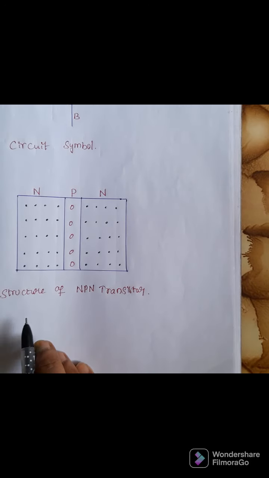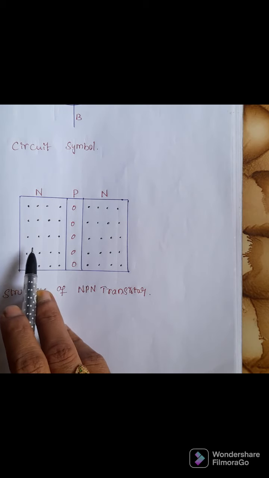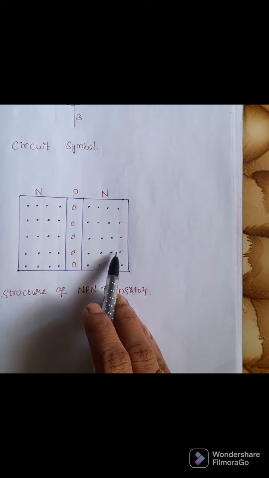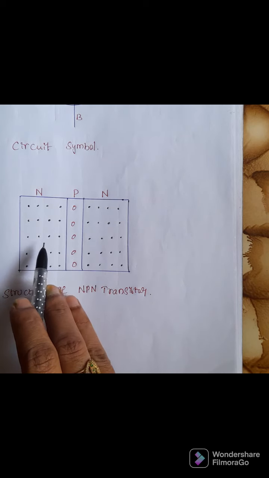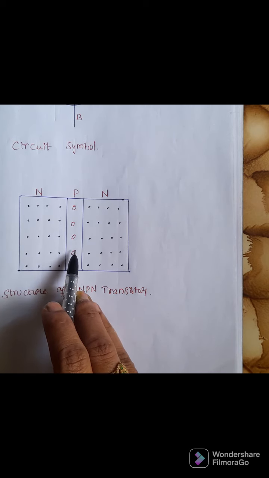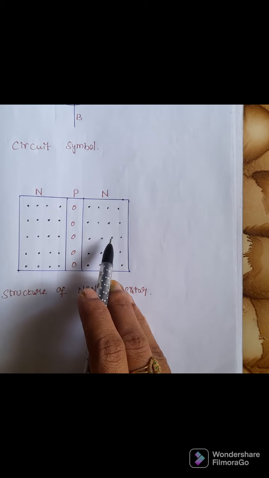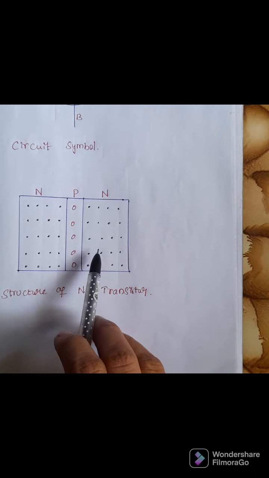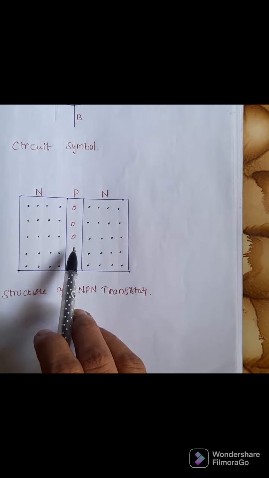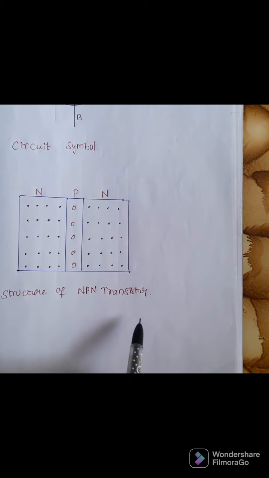Next diagram represents the structure of the NPN transistor. We know that there is one n-type semiconductor, one p-type semiconductor, again one n-type semiconductor. In n-type semiconductor, electrons are the majority charge carriers. In p-type semiconductor, holes are the majority charge carriers. Again in n-type semiconductor, electrons are the majority charge carriers. And in n-type semiconductor, holes are the minority charge carriers, as well as in p-type semiconductor, electrons are the minority charge carriers. This is the structure of the NPN transistor.